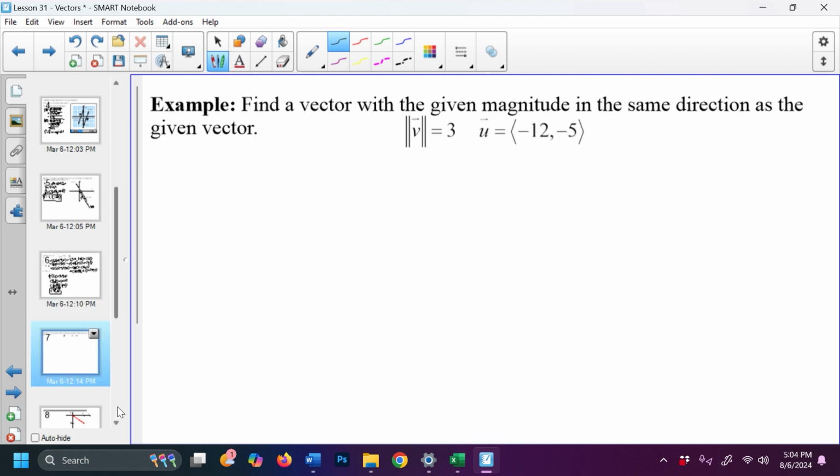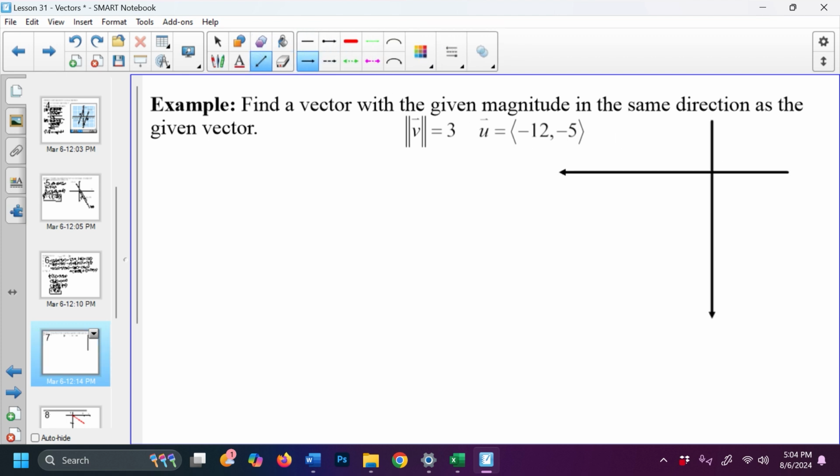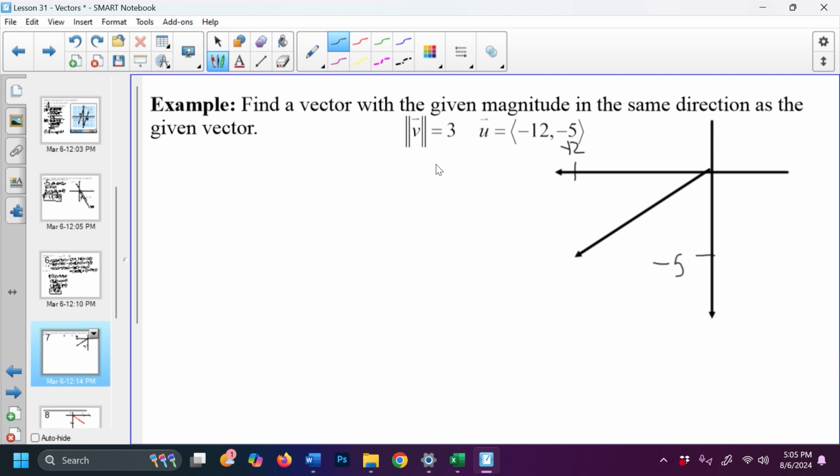All right, next example. It says find a vector with the given magnitude in the same direction as the given vector. So here I have, and let's just draw a diagram here real quick. I have a vector that goes back to negative 12 and down to negative 5. And so what they want me to do, they want me to draw in a vector here that is in this same direction, but has a magnitude of 3 units.